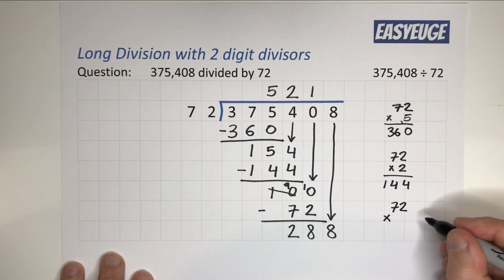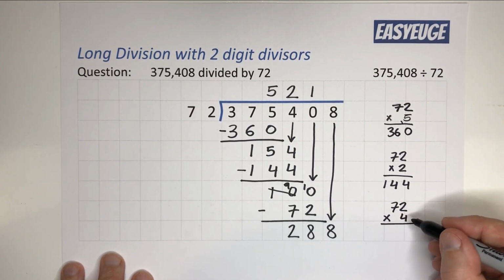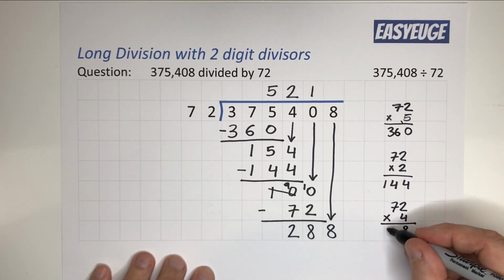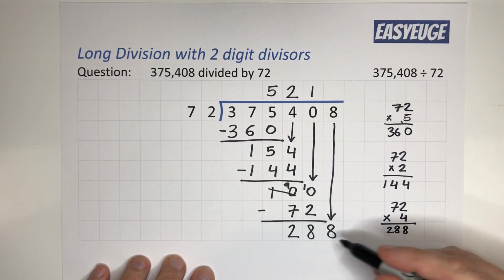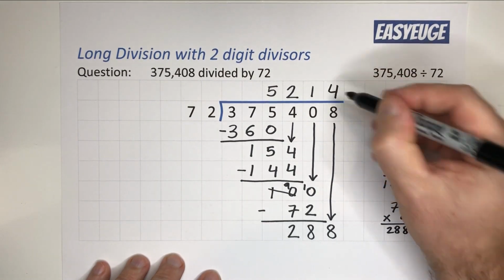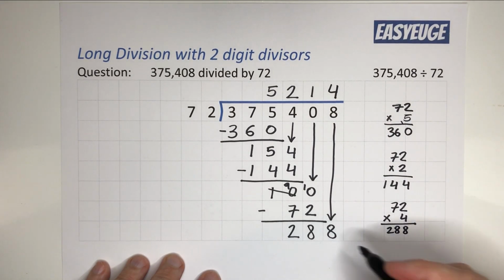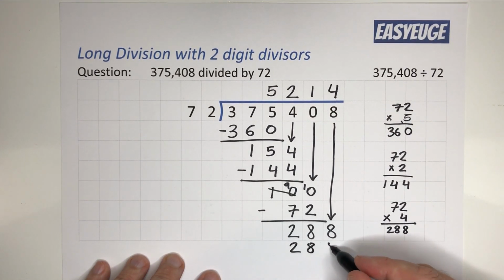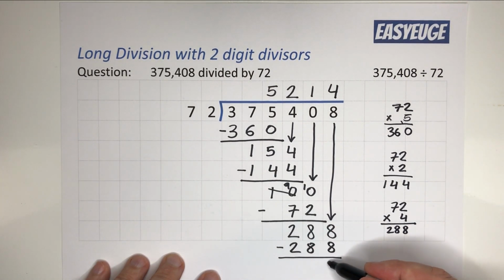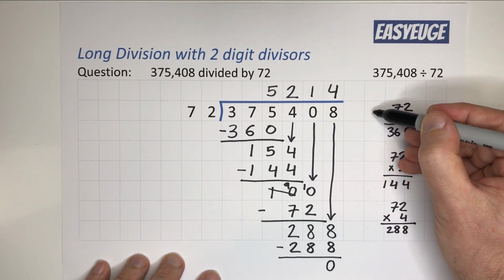72, we think it would go in 4 times. 72 multiplied by 4. 4 2s are 8. 4 7s are 28. And that is exactly 288. So we'll put 4 on the top. 4 72s is 288. We'll show our subtract symbol to work out the remainder. Our remainder is 0, and we have no more numbers to divide up.